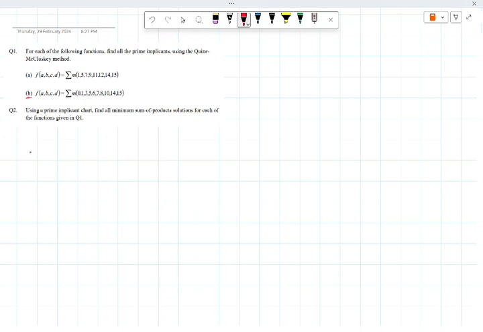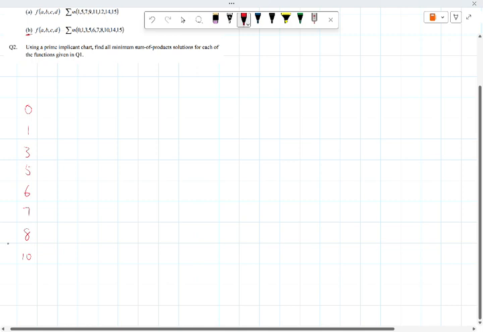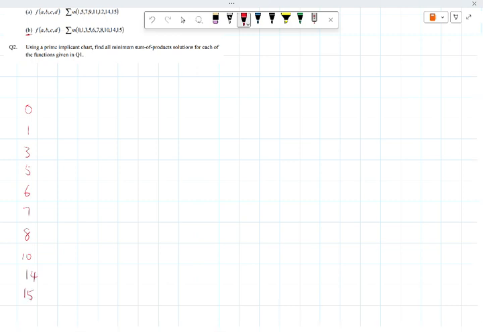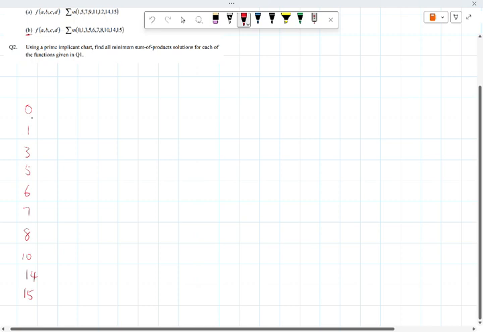All the mean terms in a binary way. So we're going to have 0, 1, 3, 5, 6, 7, 8, 10, 14, 15. Okay, just double check: 0, 1, 3, 5, 6, 7, 8, 10, 14, 15.